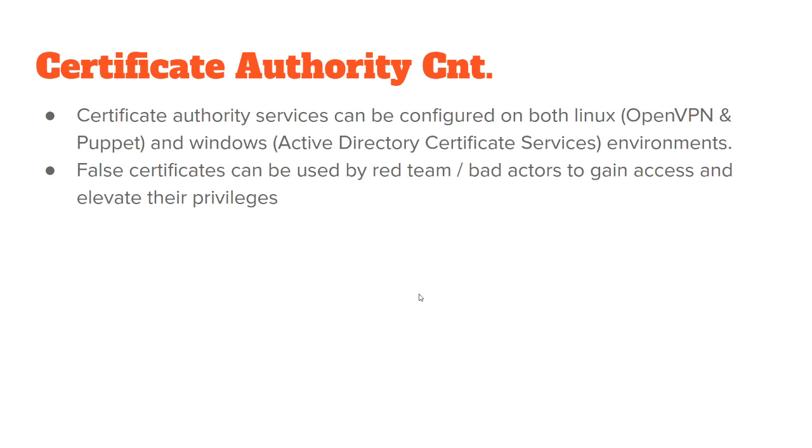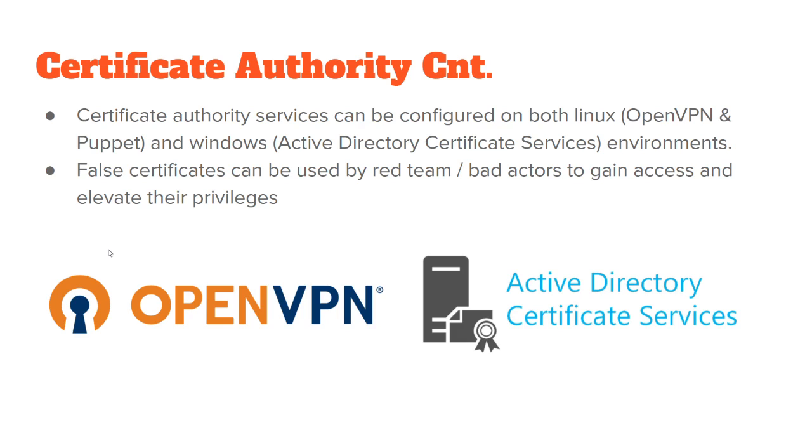Certificate authority services can be configured on both Linux and Windows environments. Through Linux, there's OpenVPN and Puppet. I believe last year OpenVPN was an issue for our CCDC team, but it never ended up actually getting used, which was upsetting for most people. And in Windows, there's Active Directory Certificate Services, which is a good Windows system function, which you can pull up. Basically, you can just look it up in your search bar, I'm pretty sure, and it'll show up. And you can kind of mess with it. Yeah, so there you have OpenVPN and Active Directory Certificate Services.